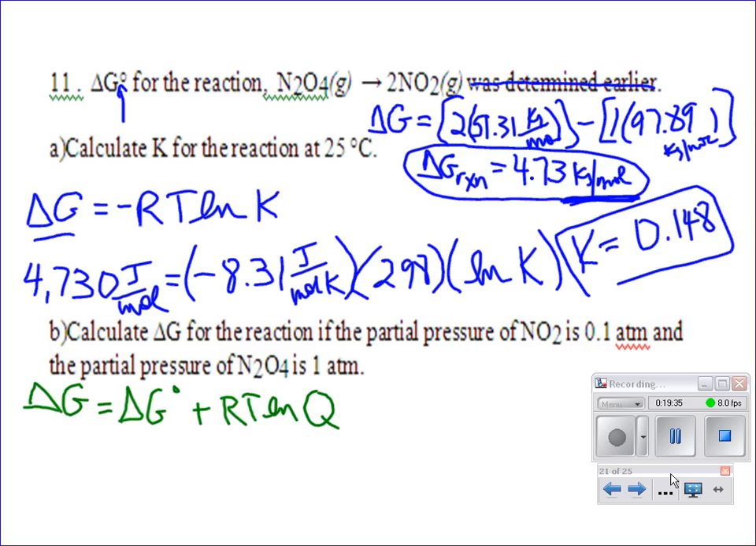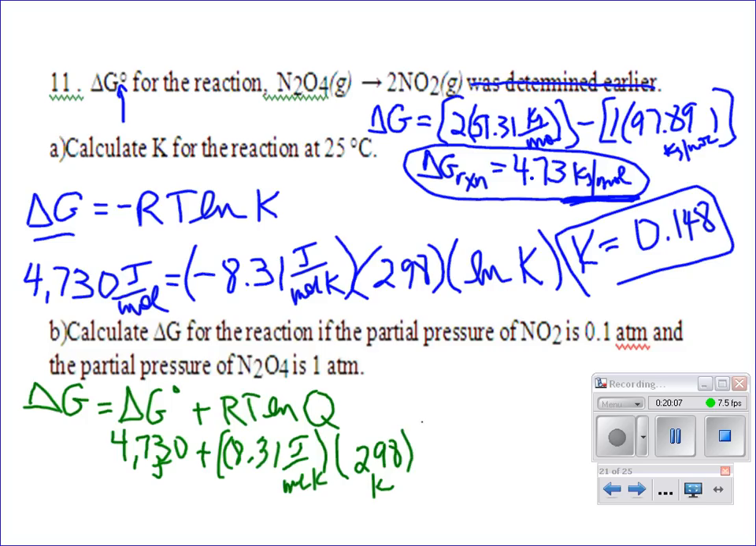So what we're going to do now, do we have G naught for this? Yeah, it's right up there. But again, it needs to be 4,730 joules plus R. Let me erase that, that's a mess. R is 8.31 joules per mole Kelvin times temperature, 298. Now, Q is products over reactants raised to the coefficients in the balanced equation.